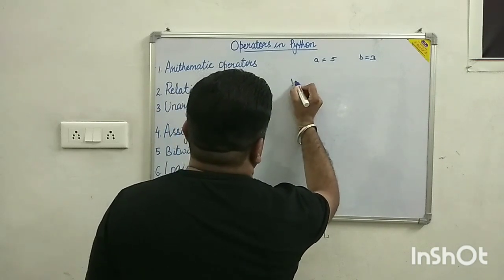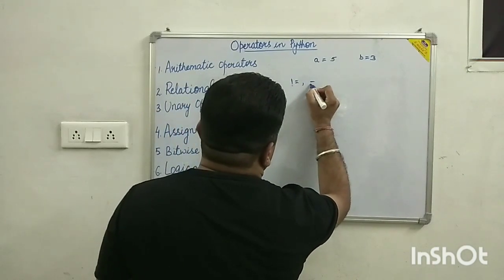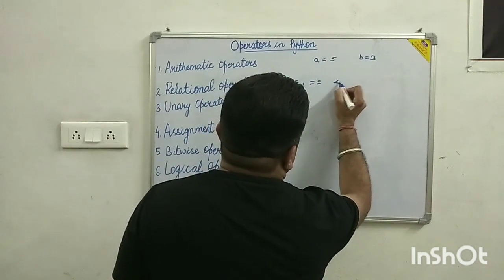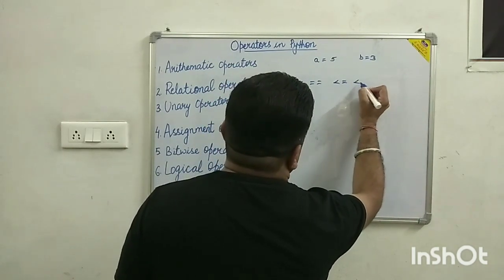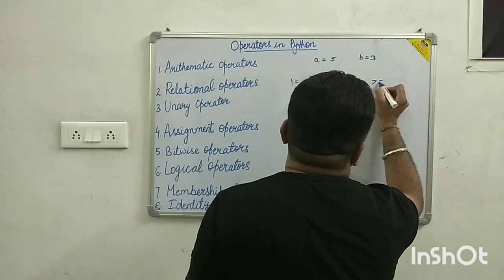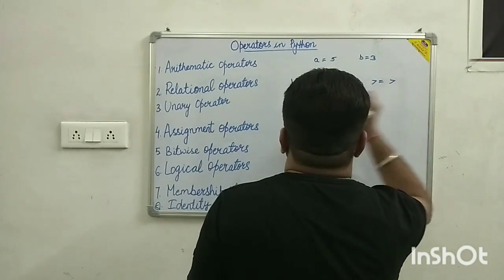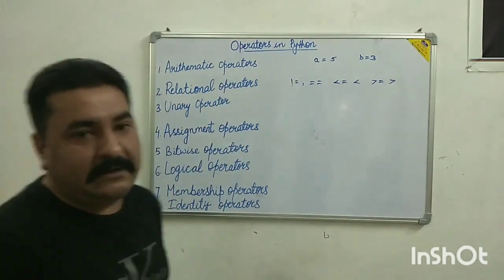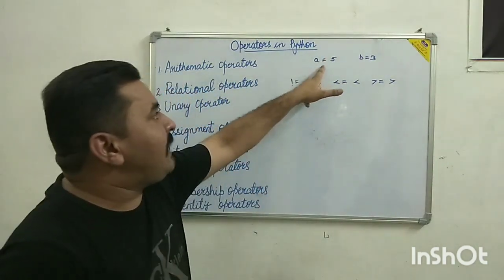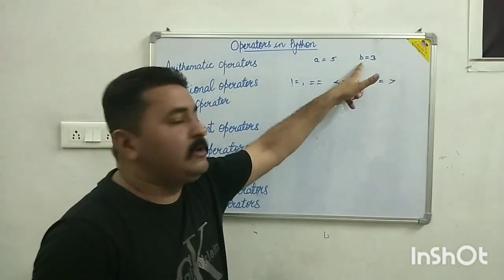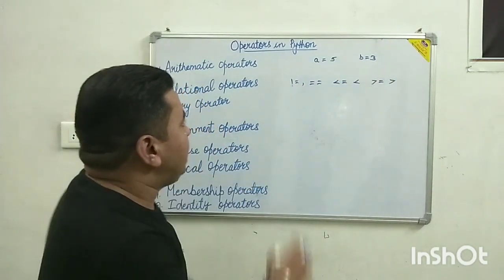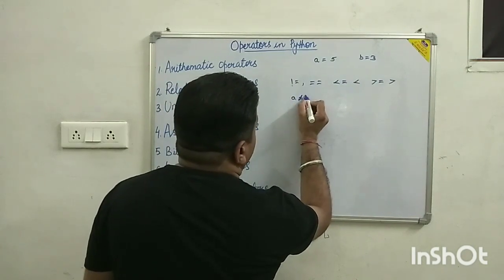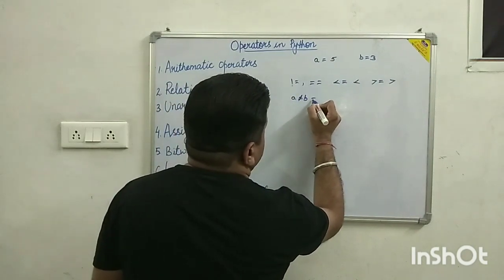In relational operators we have not equal to, less than equal to, less than, greater than equal to, and greater than. All these exist in the relational operators. So if we have A equal to 5 and B equal to 3, then we can say that A is not equal to B is true.